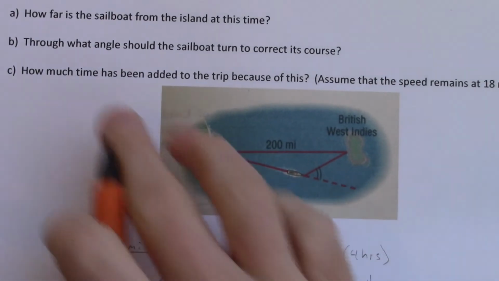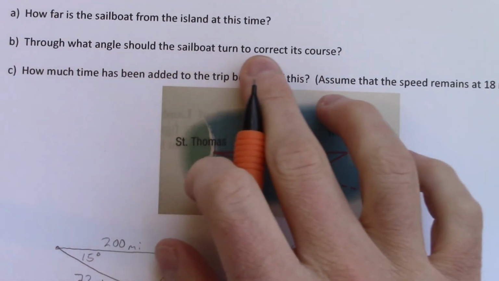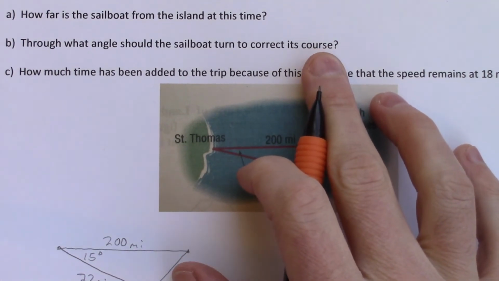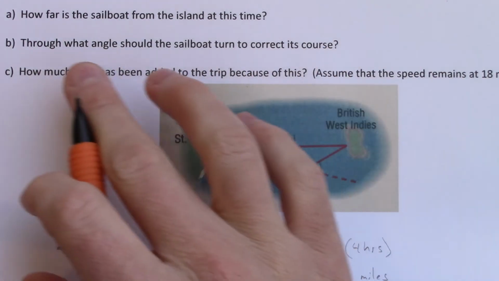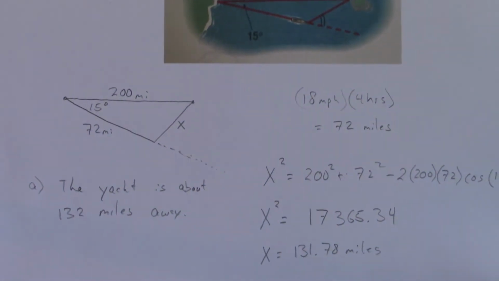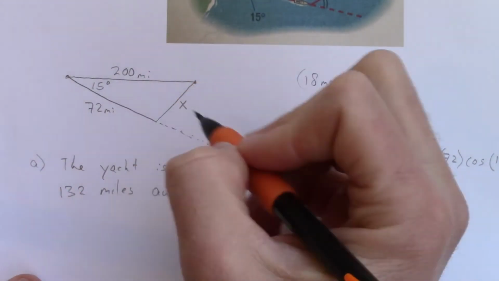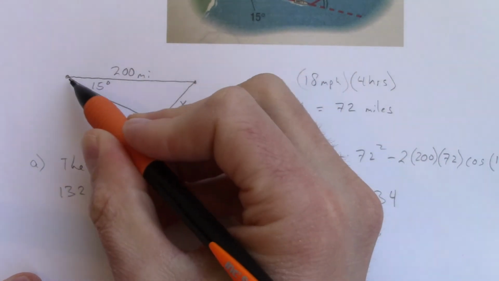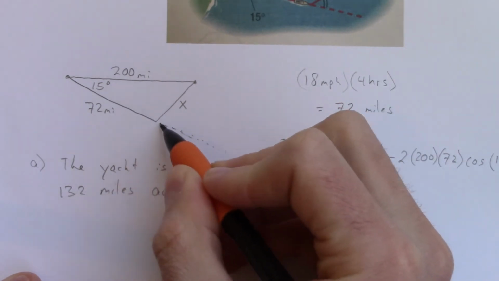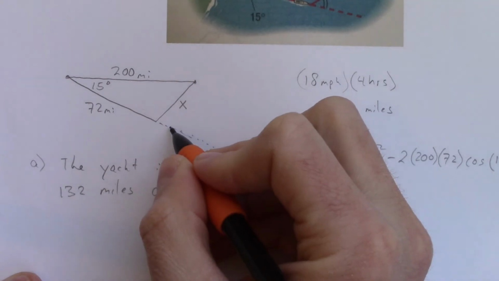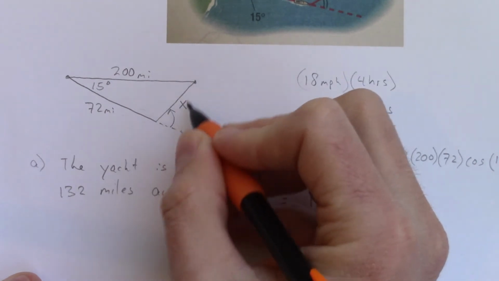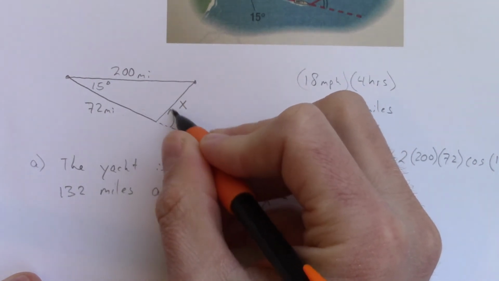So question number 2, or question B: through what angle should the sailboat turn to correct its course? And this is actually a deceptively tricky question depending on how you think about it. Okay, so this is good. This unit kind of leads into vectors because it has direction, right? So this sailboat's traveling from St. Thomas in this direction, so it would be continuing on this path going this way. So the question is asking, which way does it need to turn? It's going to need to turn some amount of degrees towards the British West Indies, right? So that's this angle here. What angle should it turn?